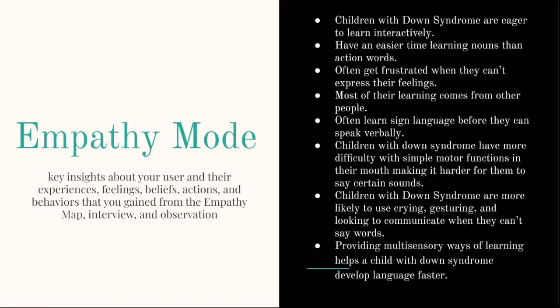Children with Down syndrome are also more likely to use crying and gesturing and looking to communicate what they can't say. This often serves some kind of function for them, getting the teacher or parents' attention when they can't verbally get it. Also, children with Down syndrome learn better in multisensory ways, when they can learn visually and interactively. This will help them develop language faster.